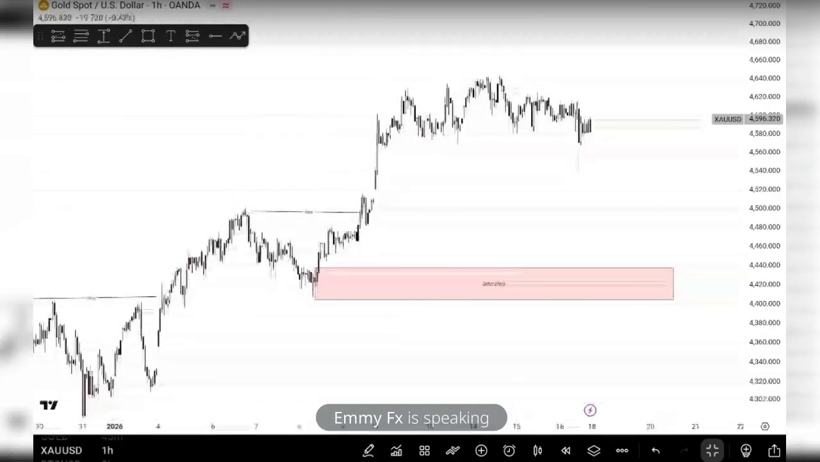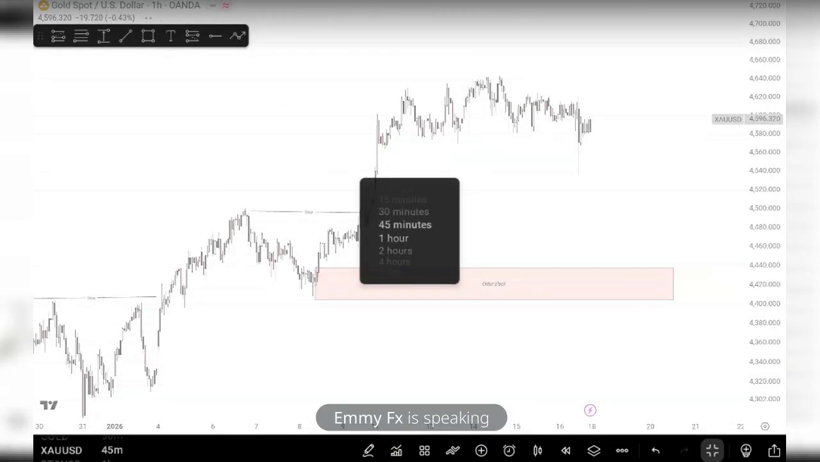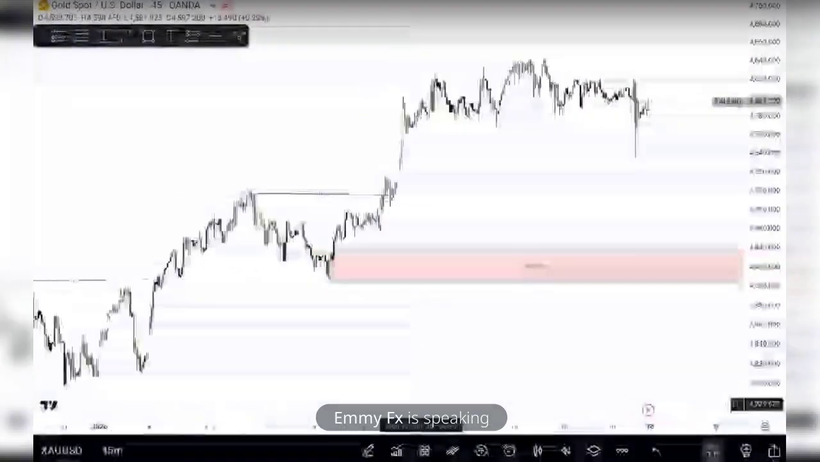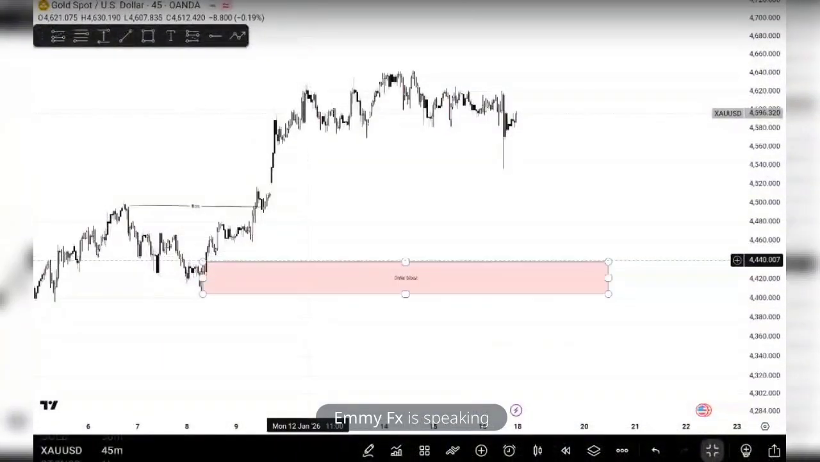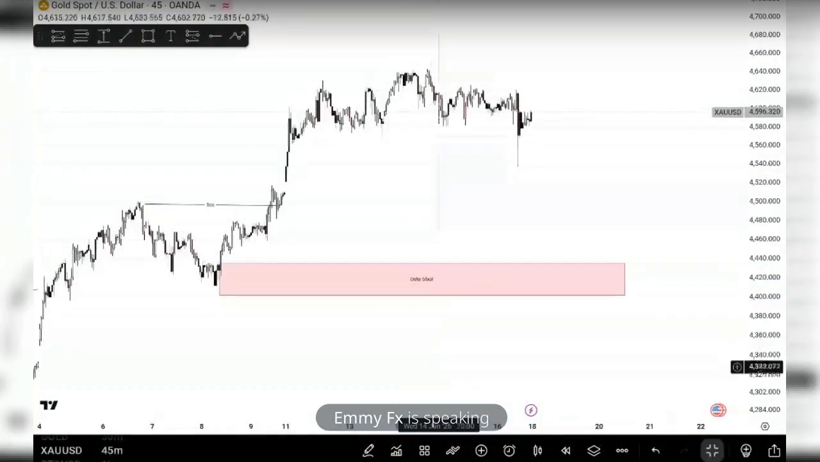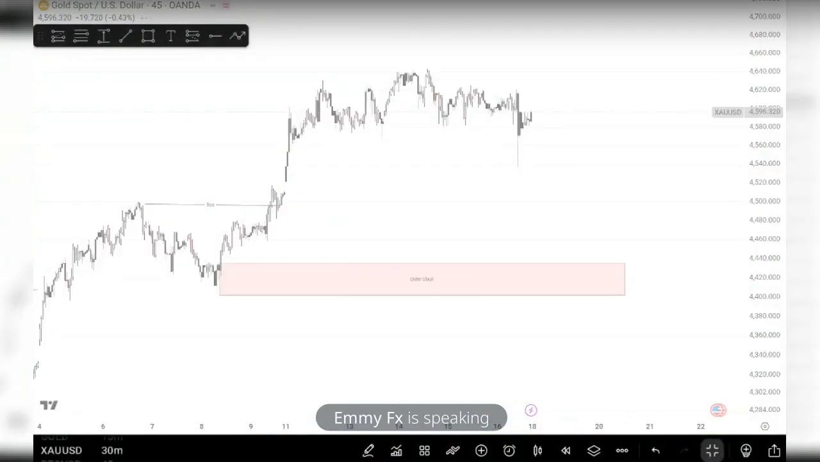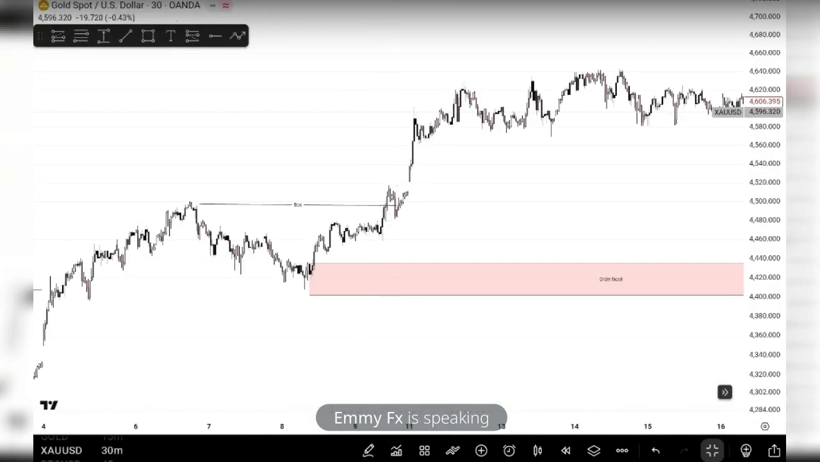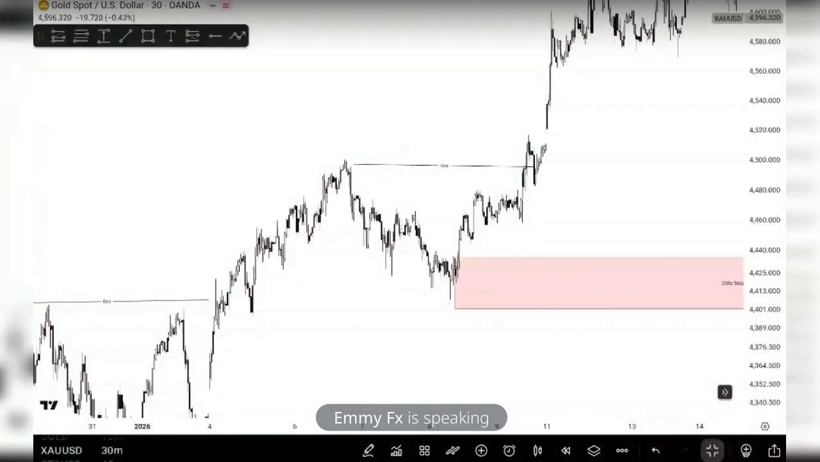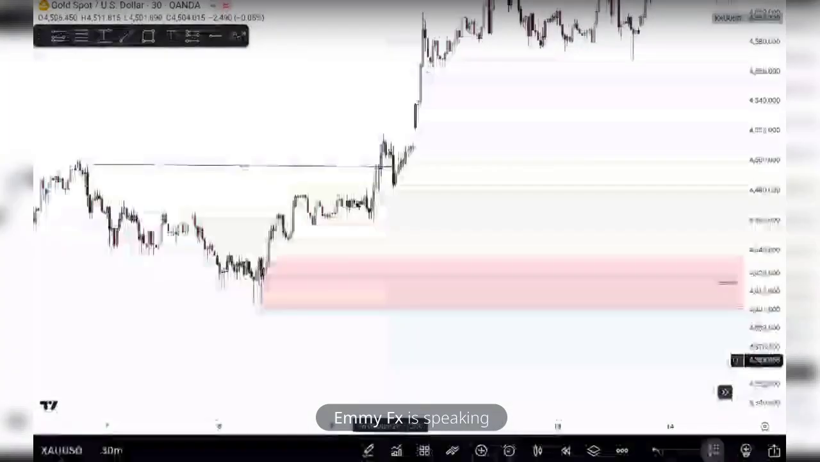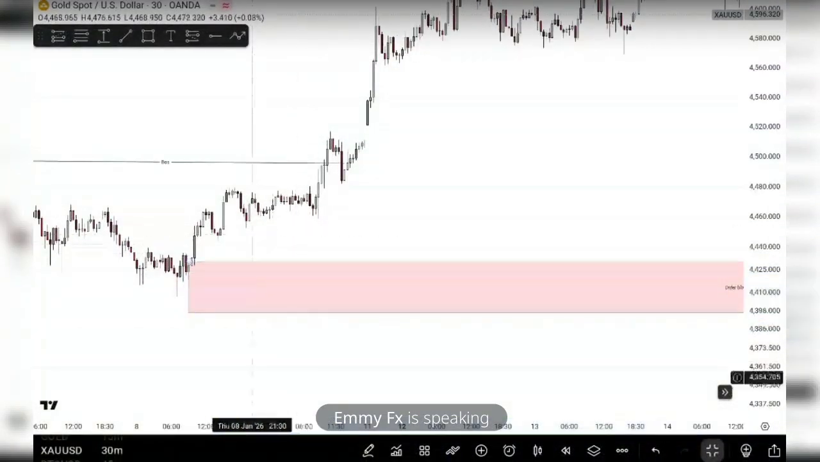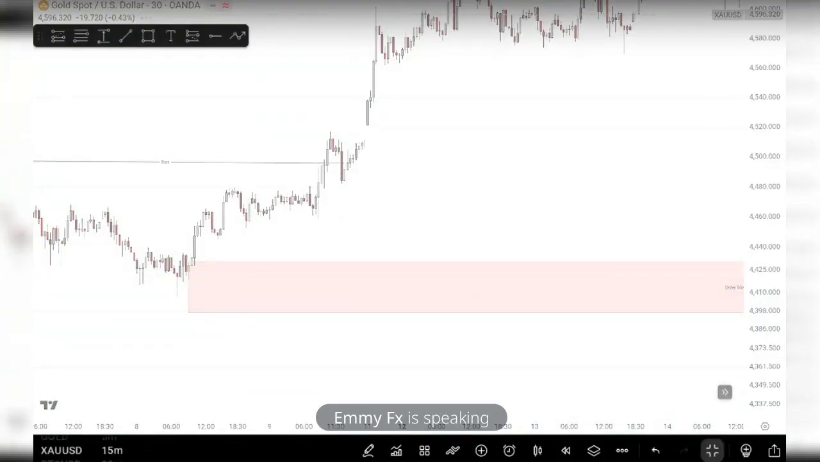So in our 45 minute time frame, we're also going to align the order block. Right, this is the order block in our 45 minute time frame, and also in our 30 minute time frame, we're going to align that order block. Right, let me zoom out and let's align the order block together. This is going to be the order block.